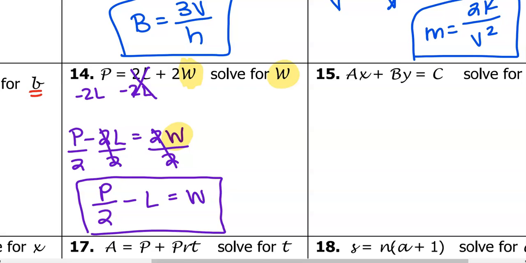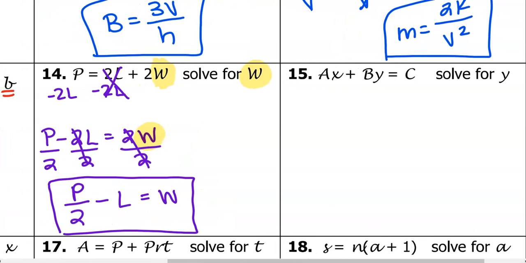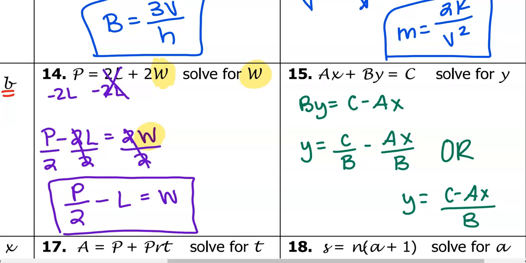I want you to try number 15. AX plus BY. What form of line is that? Good job. Standard form. AX plus BY equals C. It says solve for Y. You can do this. I want you to get the Y by itself. Remember, the only way to fail this class is to not even try. Pencil to paper. Try something. Solve for Y. There are 2 ways you can write the answer today.